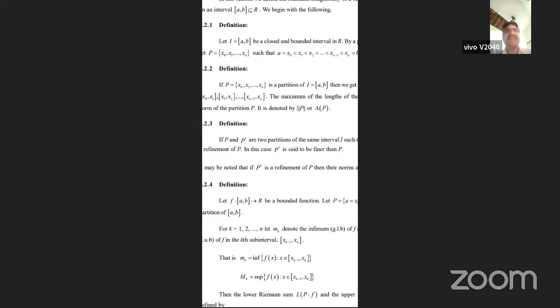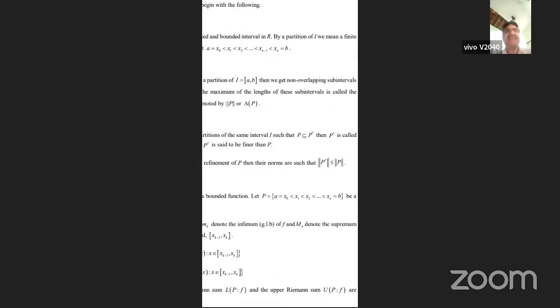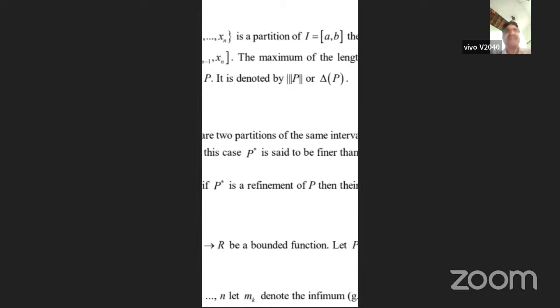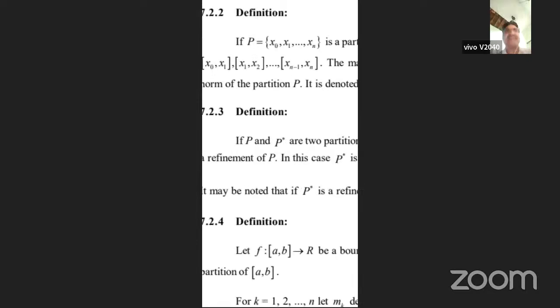Now, the maximum length of the subintervals is called the norm of the partition. The norm of the partition is denoted by double mod P. Students, please rectify this, and see in your textbook, especially 7.2.2. Here single mod means modulus, which is an entirely different concept. Double mod P is read as the norm of the partition.